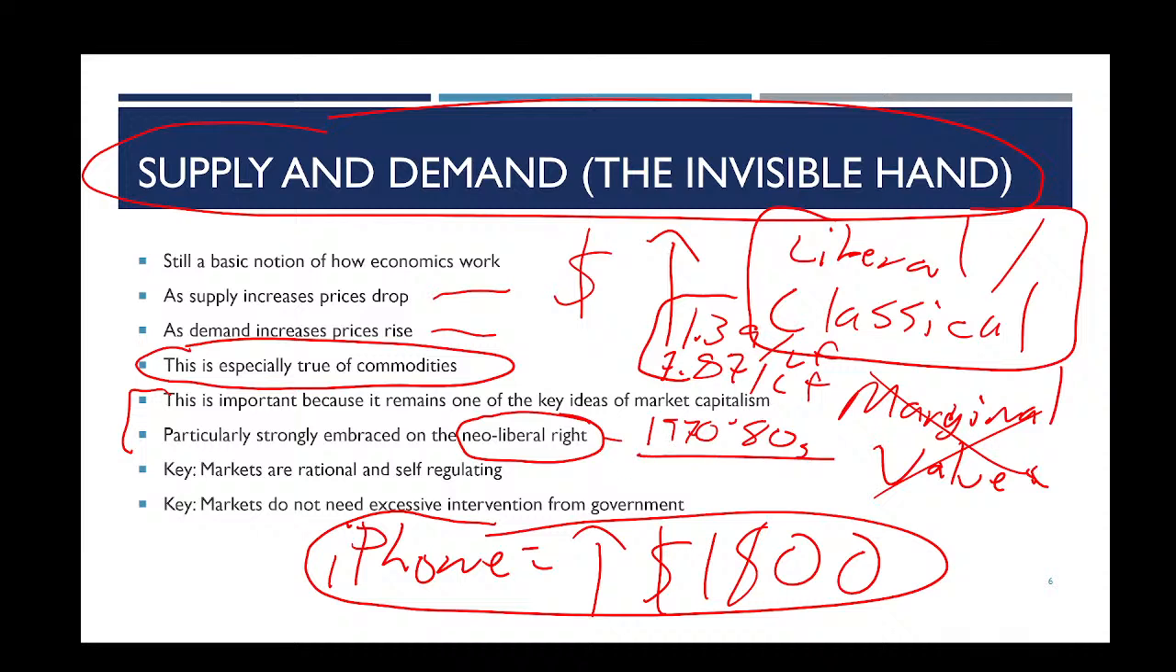These were guys who took the liberal ideas and brought them back into the mainstream after decades of Marxist and Keynesian economics through the back half of the 20th century. Okay, and yeah, key ideas for Smith: markets are rational and self-regulating, and they don't need excessive intervention from governments.